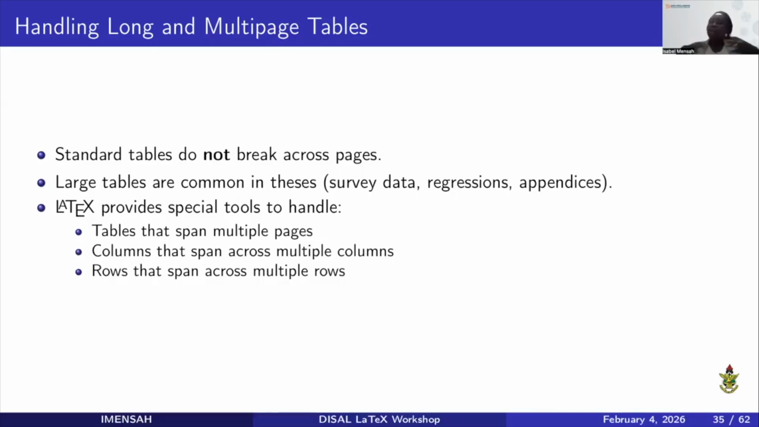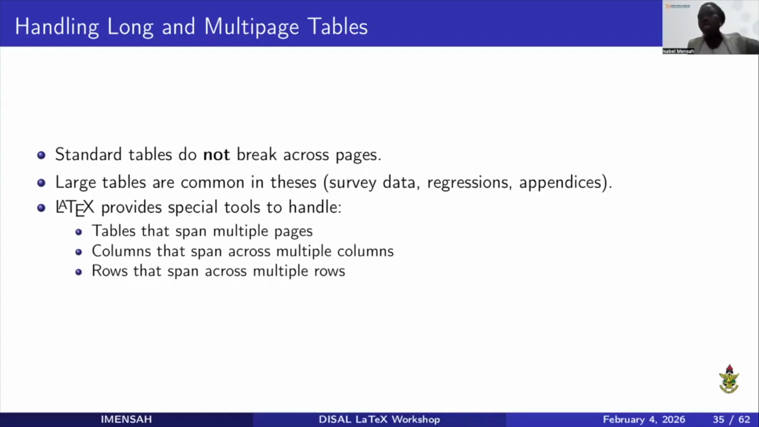But then in our thesis write-up, we do have a lot of very large tables. It's very common in our thesis, especially when we have survey data or a regression table, and especially in our appendix, sometimes when we have very long stuff. Let's say you do enrichment analysis after you've done your gene expression analysis, and then you have a very long table discussing your molecular pathways and all that. You can't keep all that on one page. So you need a long table that will span across the pages.